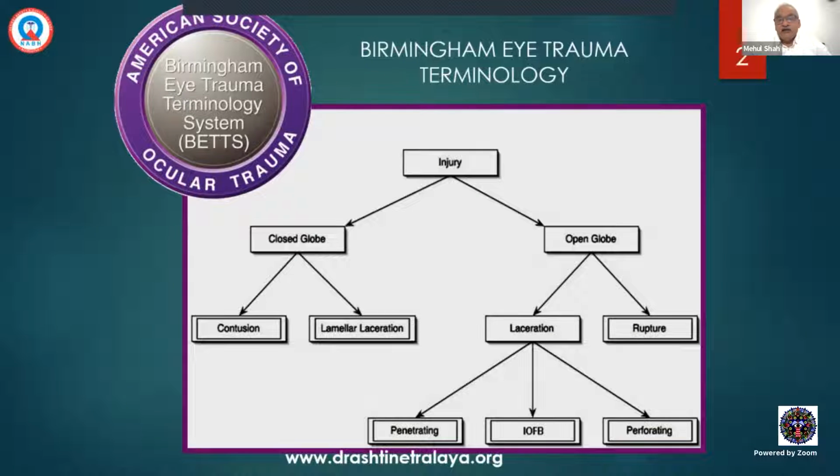The most important thing is we have to understand there is a very old classification of 2006. This is the BETTS classification. It was first introduced by Dr. Kuhn et al., and it has been divided into open globe and closed globe. All this has been covered by Dr. Purendra in his talk, so I'm not going into the detail. When we talk about corneoscleral injury, we need to look at the open globe injury and whether there is laceration, rupture, or penetrating trauma which we need to handle.